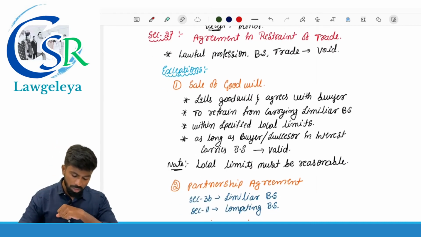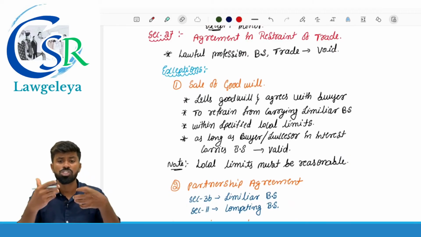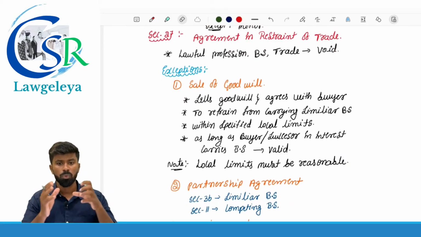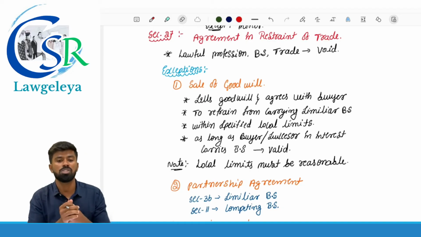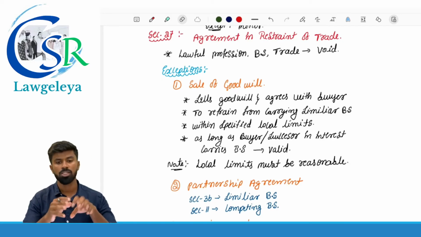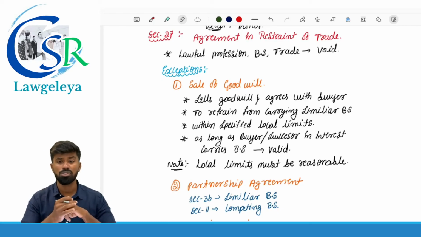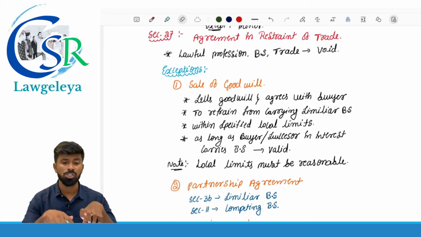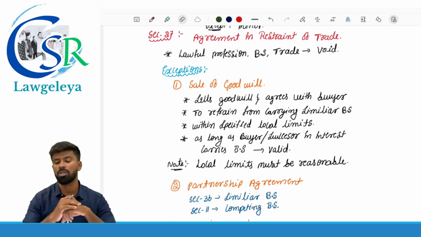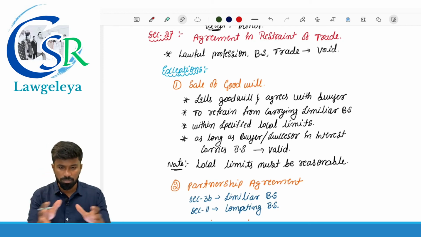Section number 27, agreement in restraint of trade. Any agreement which restrains a person from doing or carrying a lawful business, profession or trade, the agreement is what? Void, not enforceable by law. I repeat, section number 27 provides that any agreement in restraint of a business or a trade is what? Void. Based on this, they asked a question in the recent MTP, May 2024 MTP.